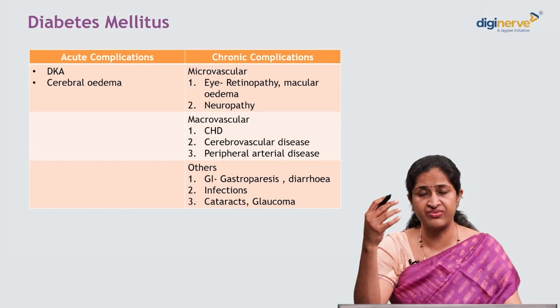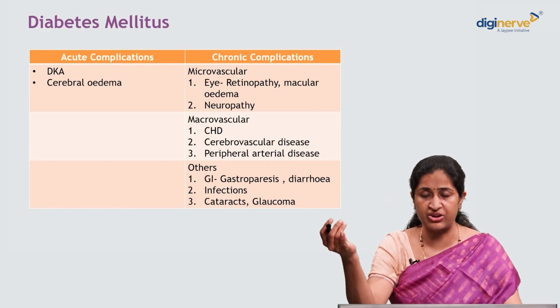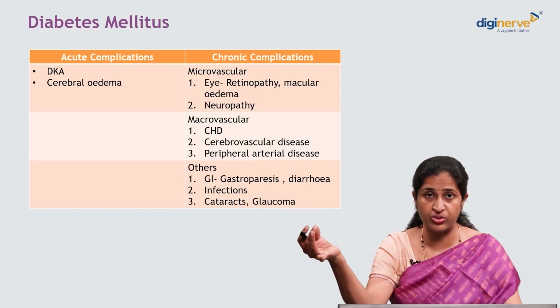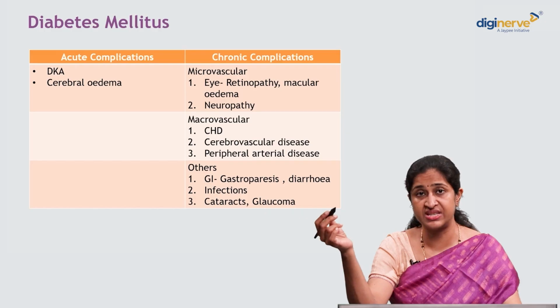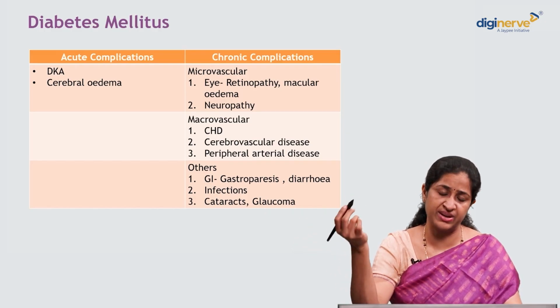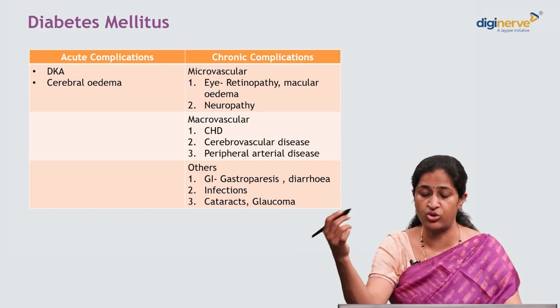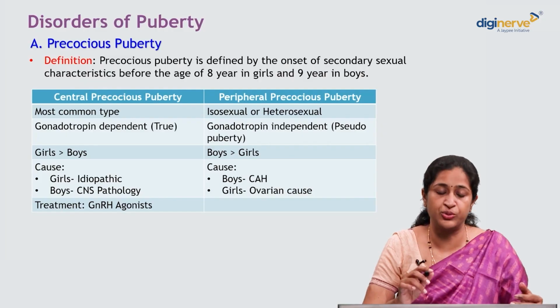Chronic complications where you have microvascular retinopathy, macular edema, neuropathy, peripheral neuropathy, macrovascular complications of coronary heart disease, cerebral vascular disease, peripheral arterial disease, gastroparesis, diarrhea, susceptibility to infections, cataracts, glaucoma are the chronic complications of diabetes. Coming to disorders of puberty.